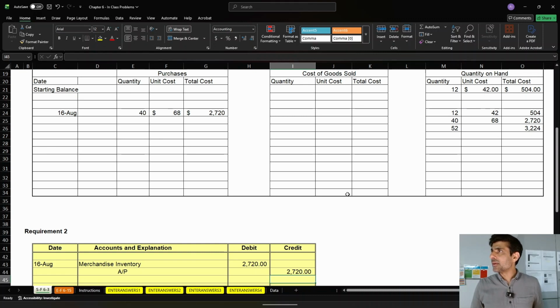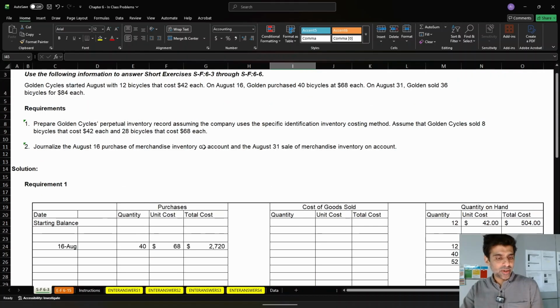Any questions on this? Anyone confused? Because it told you here, it is kind of hidden, but it says the merchandise inventory was on account, and also the sales transaction is on account.